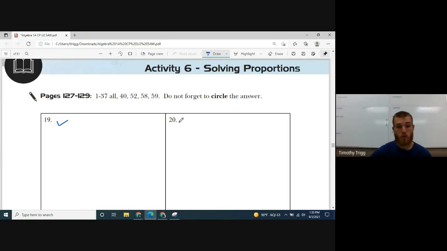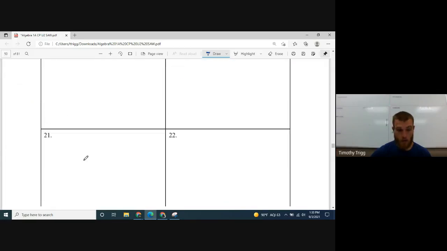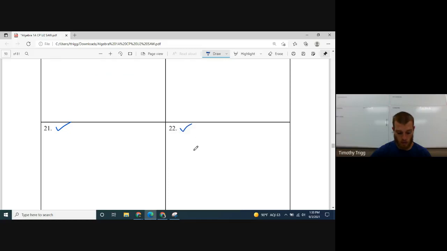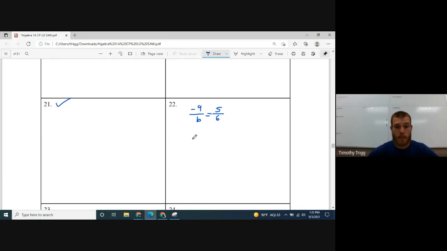19, 20, 21, 22. I'll go ahead and do 22 for you because this one has a negative in it, but it doesn't make it any harder. So 22, we have -9 over b equals 5 over 6. What we're going to do is cross multiply, same as before. So -9 times 6 is -54. Remember, a negative times a positive is negative. That equals 5 times b, which is 5b. Go ahead and divide both sides by 5 to get b by itself.